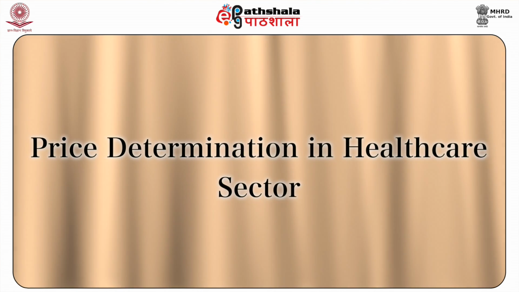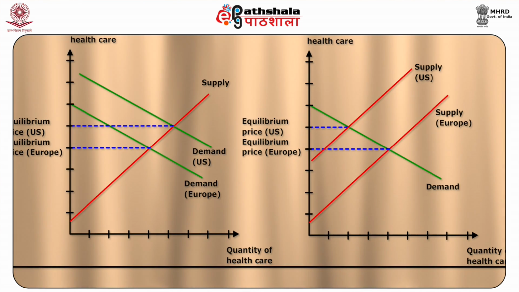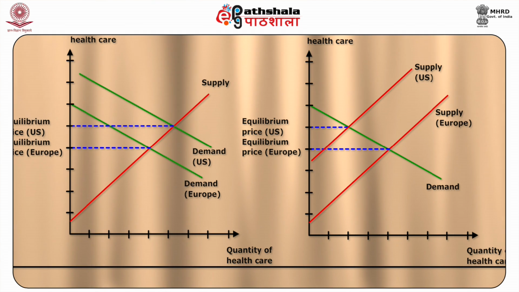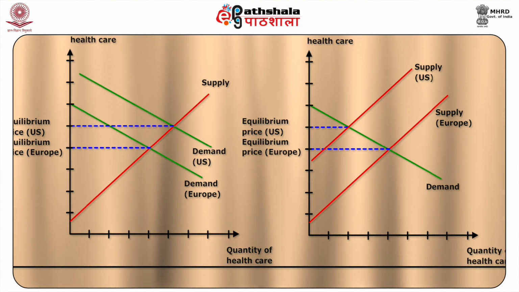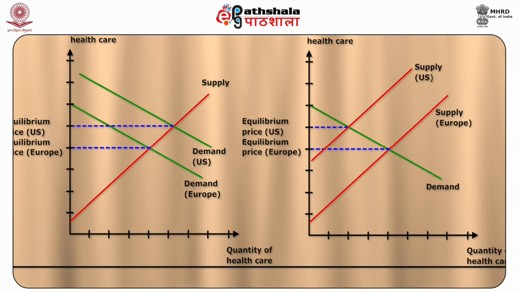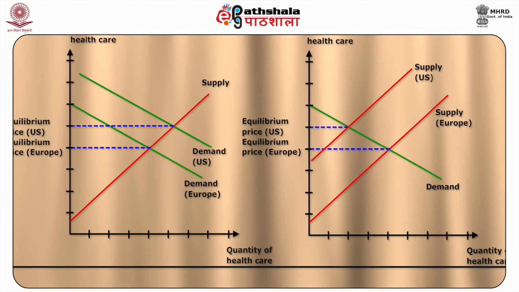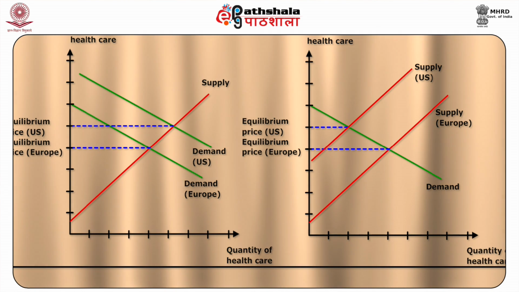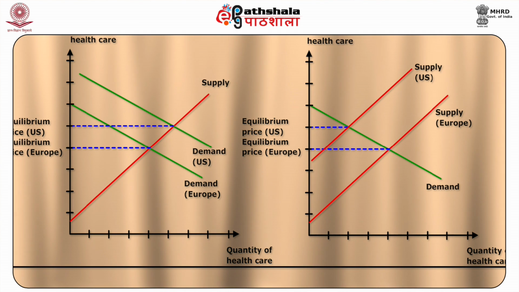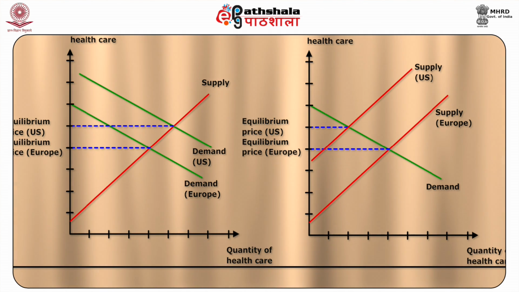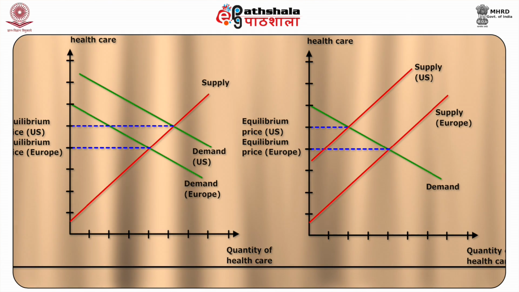Next is the price determination in healthcare sector. Health supply and demand analysis to an extent helps us to explain the difference in prices of healthcare services. Price could be higher due to high demand or limited supply as shown in figure 1 and 2. This gives the simplest explanation of why healthcare is so costly in the US and relatively affordable in Europe.